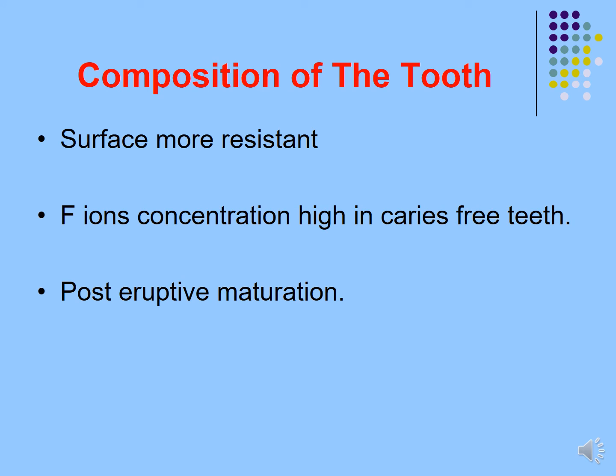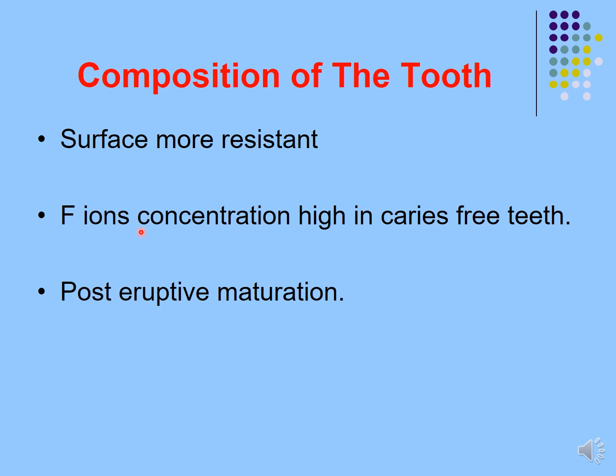So when we look at the composition of the tooth in the concept of dental caries, the surface is more resistant because the tooth enamel is made up of hydroxyapatite. When we use fluoridated toothpaste, fluoride ions adsorb onto the surface of enamel and get embedded into the hydroxyapatite crystal, leading to formation of fluorapatite crystals, which are more resistant to acid degradation. Okay, and that's the reason why fluoride is advised in toothpaste.